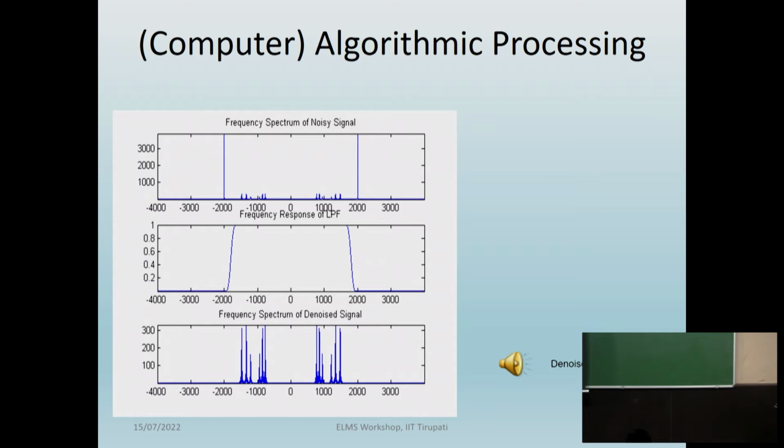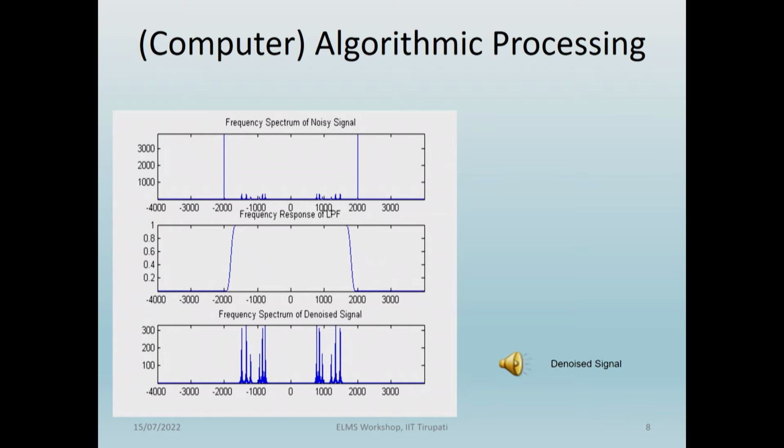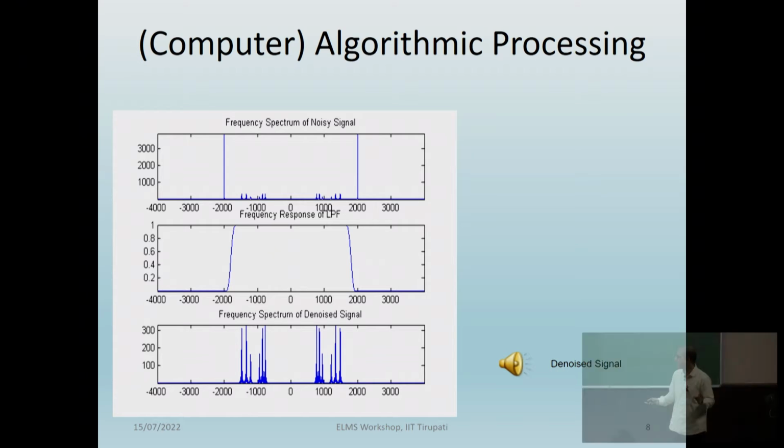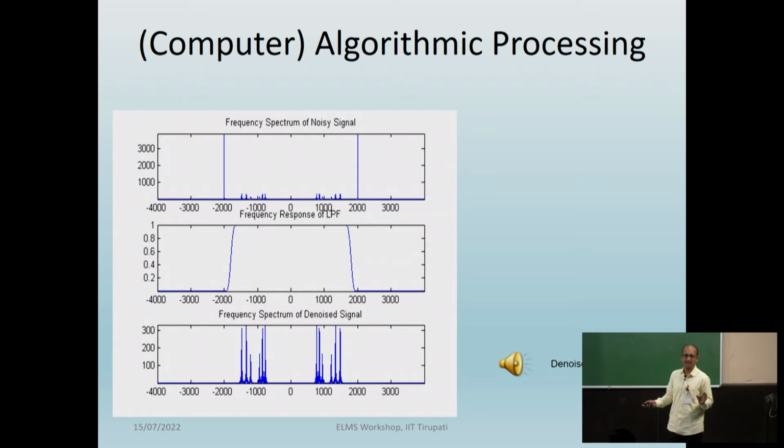So we have applied some kind of filter here. They have applied a low pass filter, and then knocked off all frequencies including those peak frequencies. And then this is the filtered signal. The third signal is the filtered signal, which looks almost like the first signal, right?